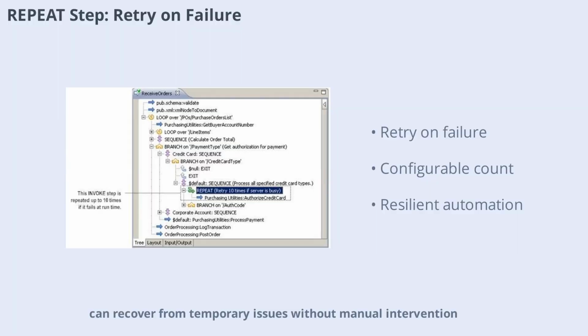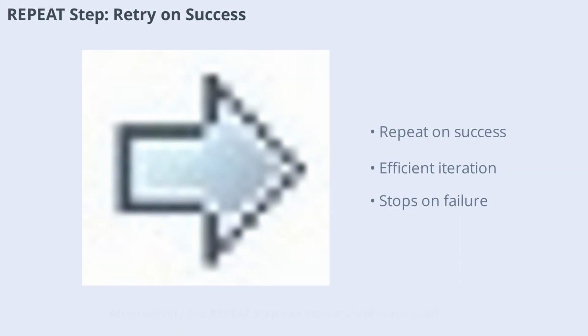Alternatively, the repeat step can repeat child steps until a failure occurs by setting repeat on to success. This is useful for looping processes that should continue as long as all steps succeed. Proper configuration ensures that your flow service handles iterative tasks efficiently and stops when necessary.